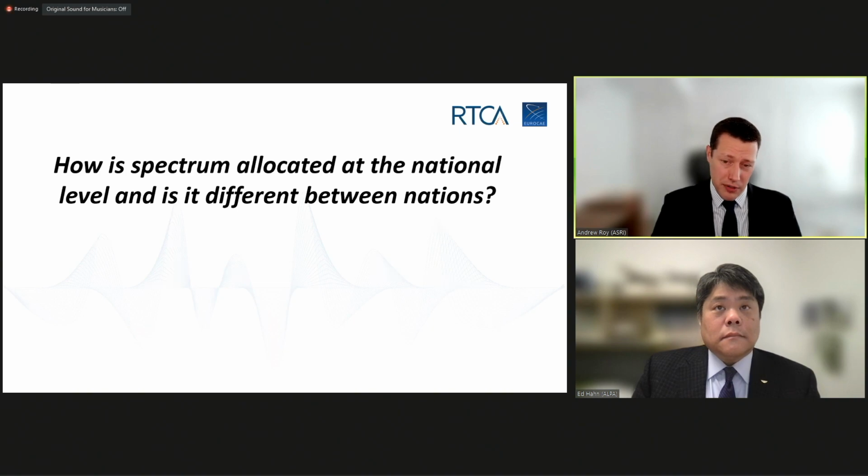So the US Department of Defense, NASA, and the FAA come under NTIA. And those two agencies, FCC and NTIA, then work together through MOUs and other processes to try and ensure national spectrum issues are coordinated and then implemented in an appropriate manner.